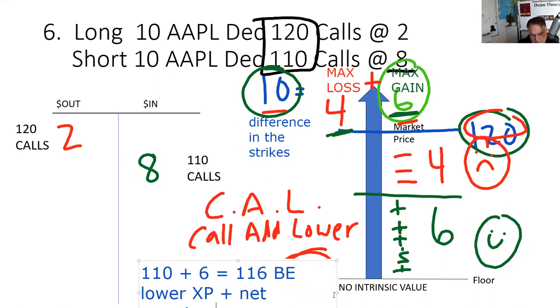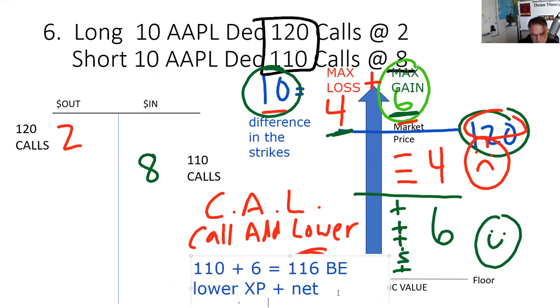And so the last thing we've got to be able to do in a spread, let's see here.